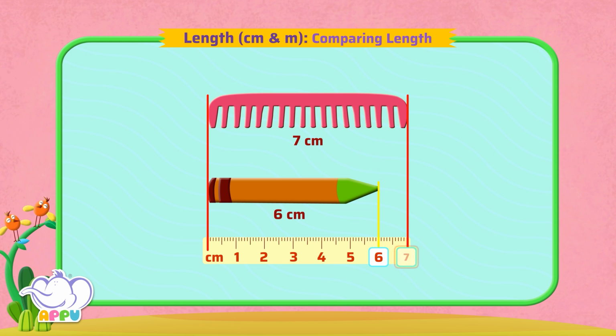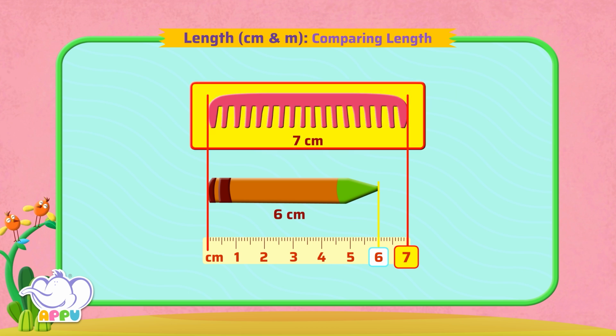7 centimeters is greater than 6 centimeters. So the comb is longer. One more time and you'll have it.